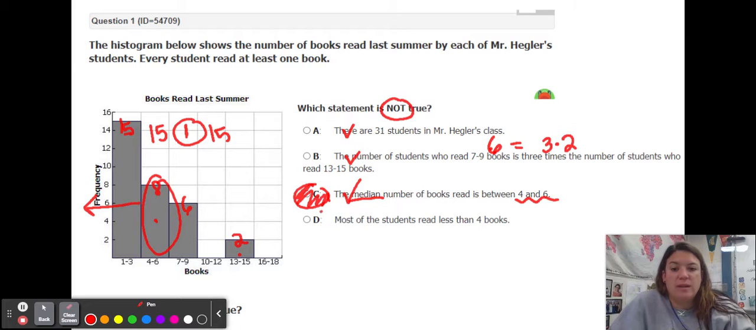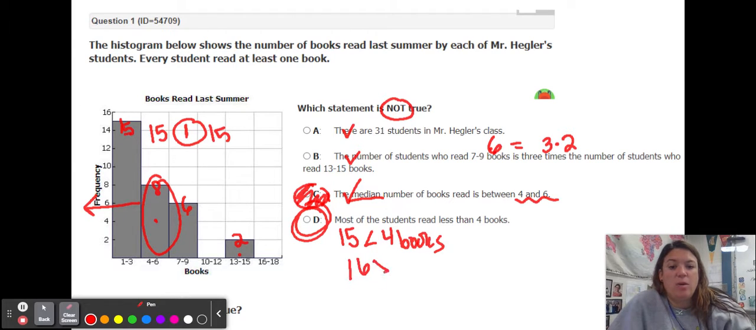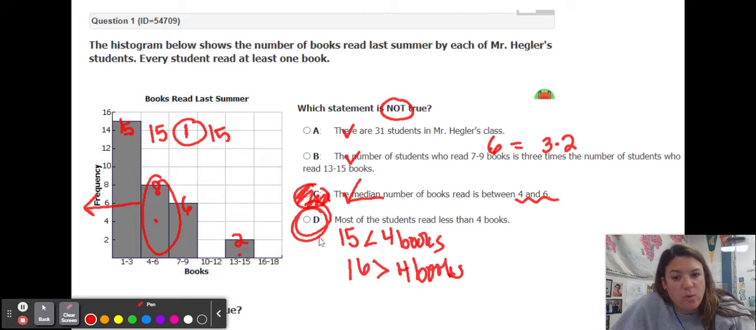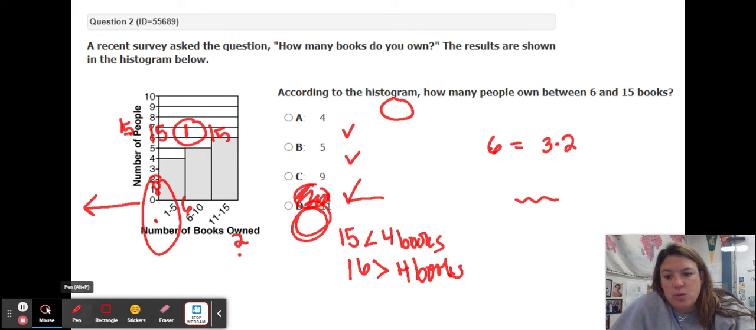The last one is the one that's false. Most of the students read less than 4. Well, 15 read less than 4, and 16 read more than 4. So most of the students didn't read less than 4. Most of the students read more than 4. So that answers D.